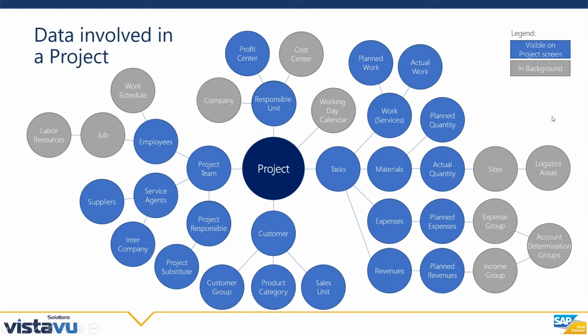And then lastly, over on the right, in terms of materials, if we were consuming materials on projects, in the background we would have needed to set up the sites where the inventory is stored and broken into logistics areas. And over here, if we were using planned expenses and planned revenues, there is some setup needed in terms of the chart of accounts and account determinations to expose what accounts would be valid for expense planning and revenue planning purposes.